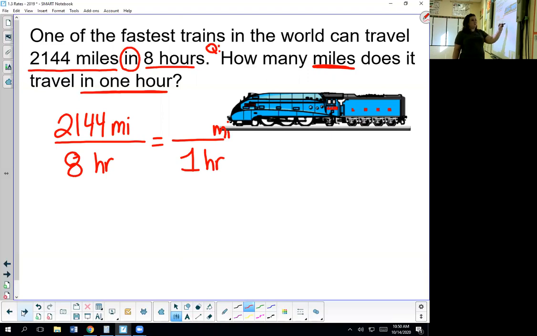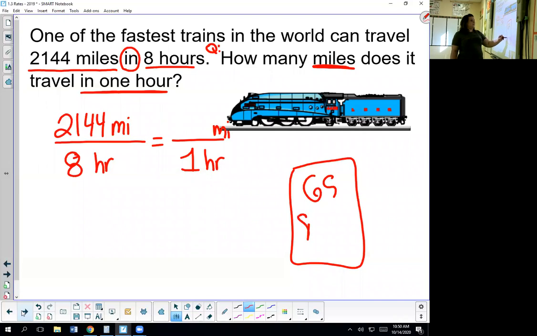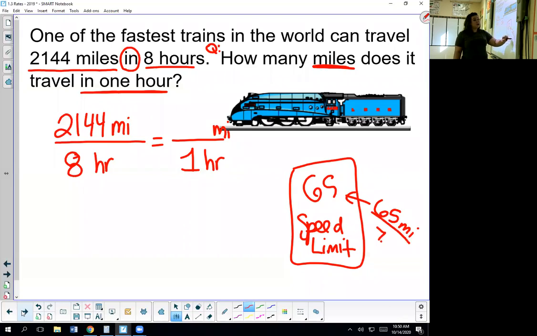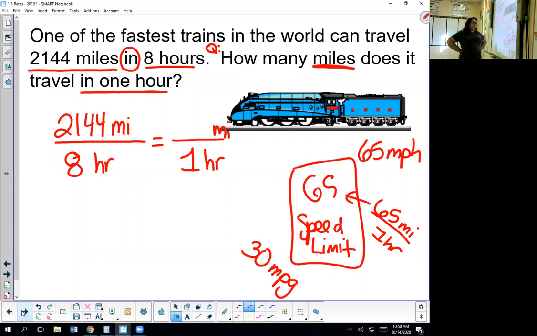By the way, this is when you see a speed limit sign and it says you're allowed to go 65, and then it says speed limit. That's a rate. That's a unit rate. So this means you can go 65 miles in 1 hour if you stay at the rate. But we also write 65 miles per hour. Some of you have also heard, depending on your car, if you get 30 miles per gallon, MPG, that's miles per gallon. That's a rate.